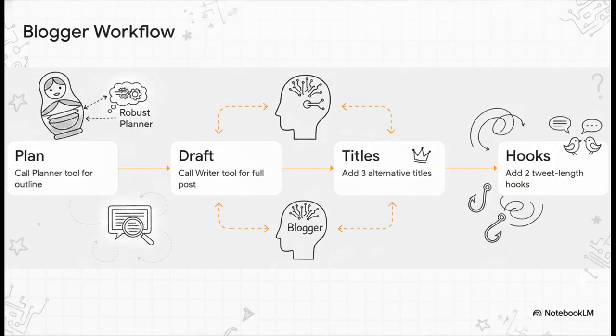Blogger's instructions are wonderfully straightforward. Step 1, call the planner tool to make an outline. Step 2, call the writer tool to draft the post. Step 3, add 3 alternate titles. And Step 4, add 2 tweet-length hooks. By restricting the root agent to just these specific tools, the overarching workflow remains completely controlled.